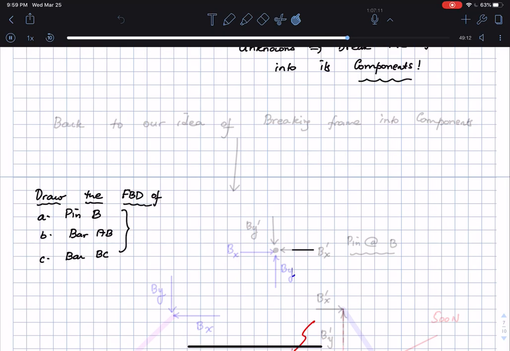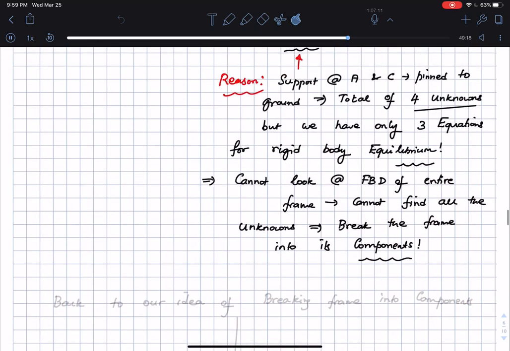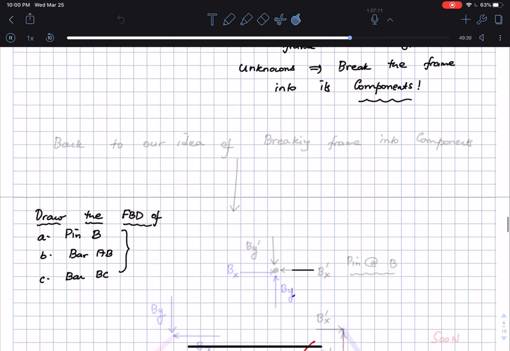Once again, just to reiterate what I was going to say, we cannot look at the free body diagram of the entire frame. This is because there is a pin at A, there is a pin at C, and there are two unknown reaction forces at A and two at C. So AX and AY, CX and CY, that's four unknowns. But I have only three equations of rigid body equilibrium, which means that, hey, I cannot do anything anymore, so I have to break this apart. Okay, so once I break it apart, here is what I get.